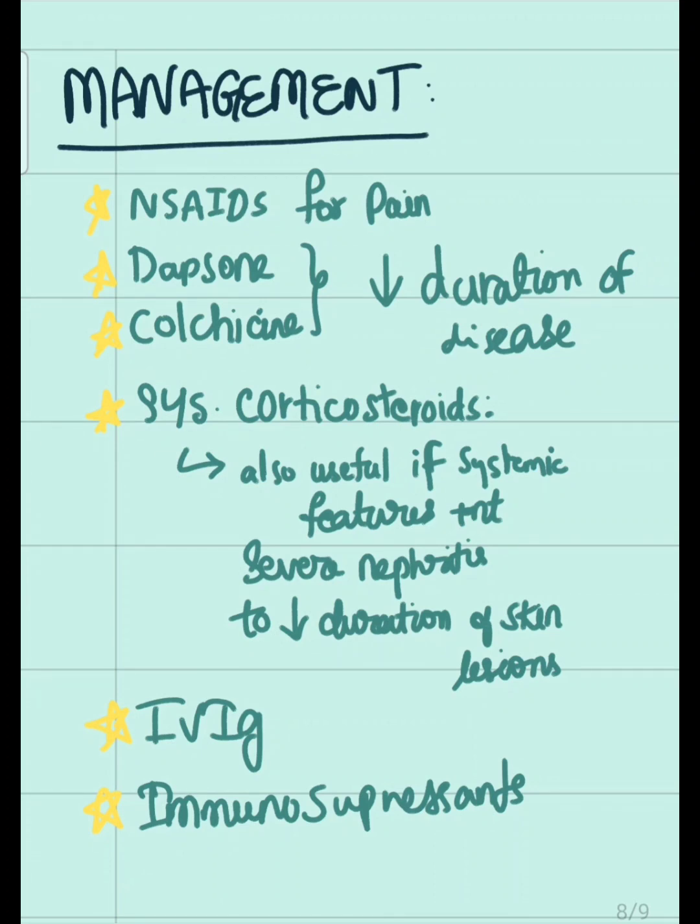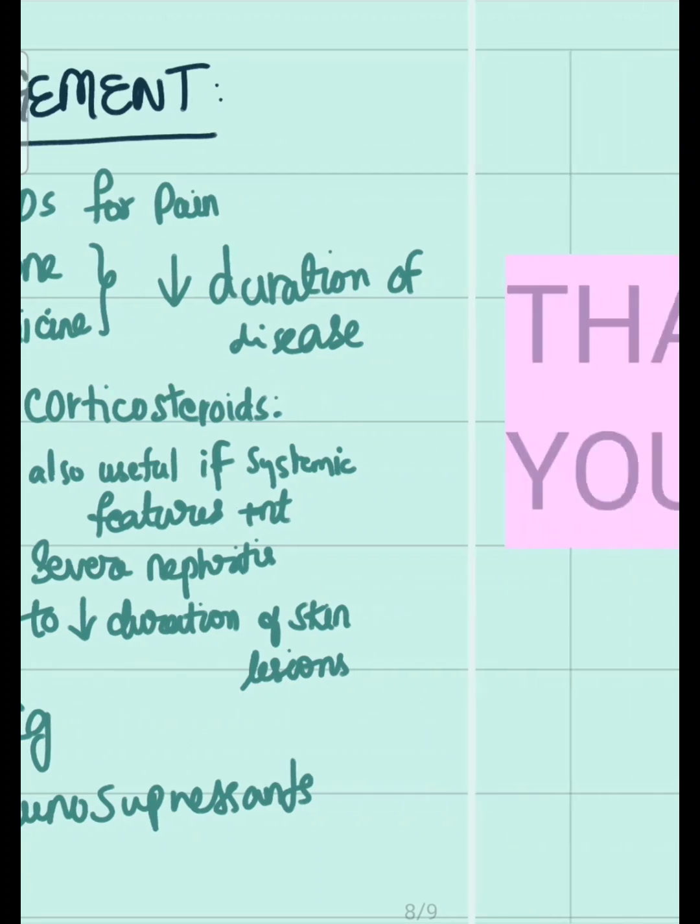Systemic corticosteroids are very useful if there are systemic features present and also in case of severe nephritis. All in all, systemic corticosteroids reduce the duration of skin lesions and also shorten the course of the disease. Intravenous immunoglobulins and other immunosuppressants are useful in long-term disease and also severe disease.